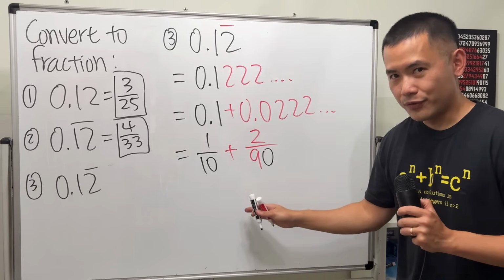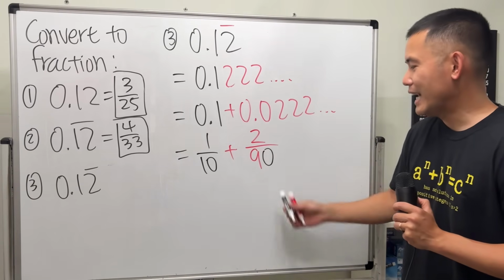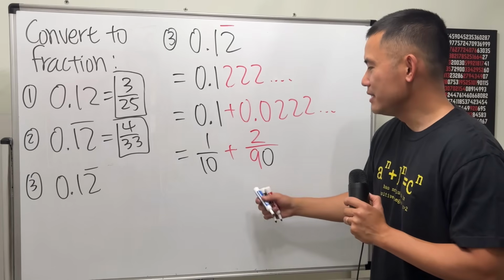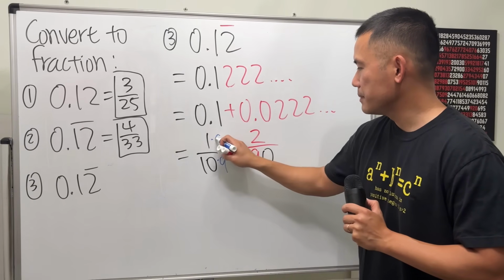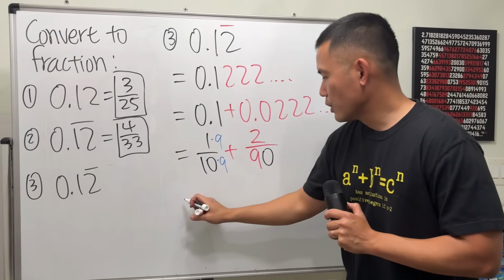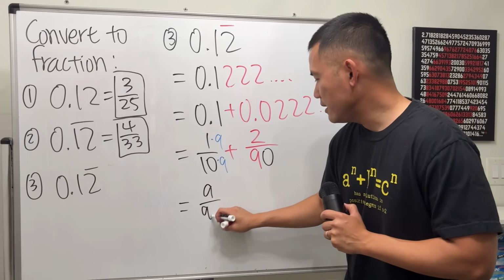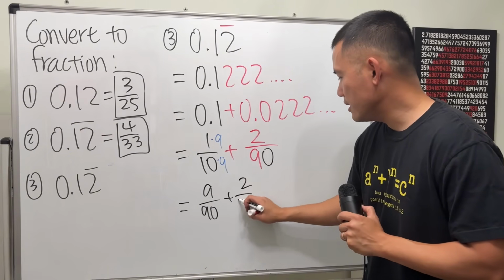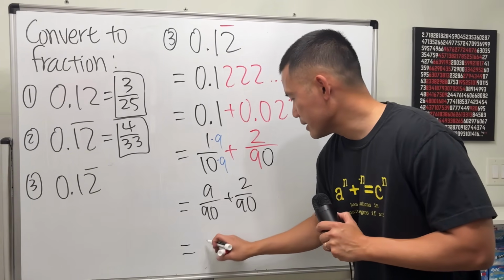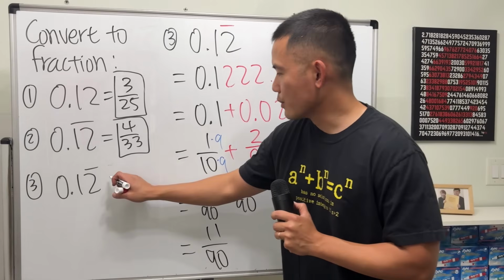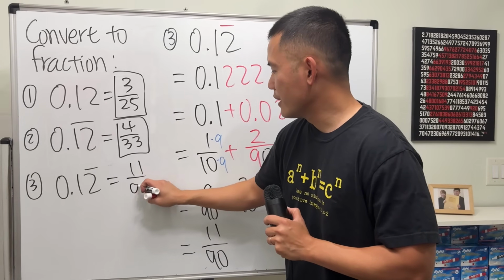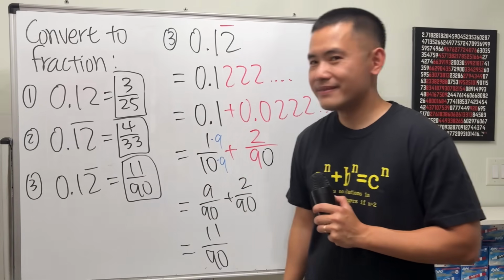Now, whenever you have two fractions, you always ask, can we add them? Yes. Get the common denominator for the first one. We need to get 90, so multiply the bottom and the top by 9. So we get 9 over 90 plus 2 over 90. Together at the top, that's 11, and the bottom stays the same. Here, for the third one, we have 11 over 90. That's it.